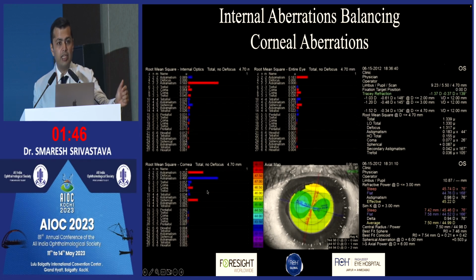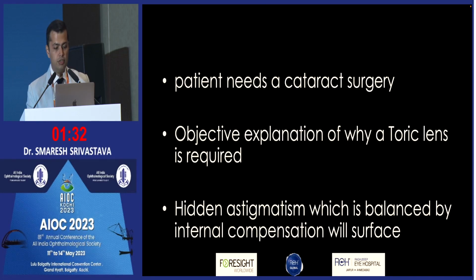It's very difficult to explain to the patient, but if you have something like this and you can objectively show that this is what is happening, boss, once you remove this, you will need to wear this cylindrical correction because your keratometry shows 1 diopter of astigmatism, and at that point the patient will understand and it will become easy for us to counsel that this patient does need a toric lens and it can be balanced.